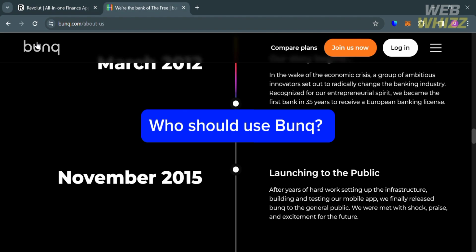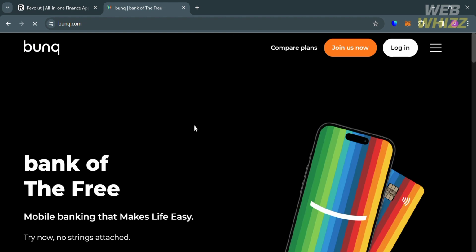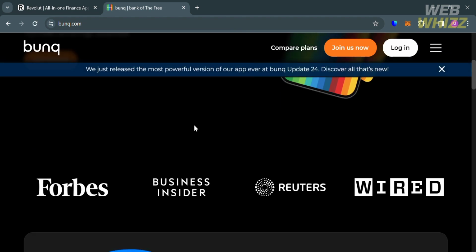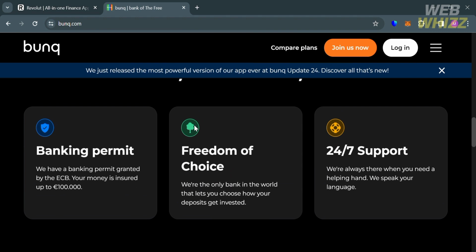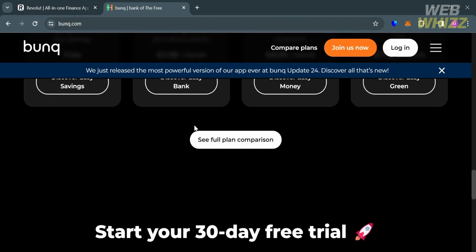Well, for those residing in the European Economic Area seeking a banking experience, Bunq is an excellent option. With a banking license, Bunq offers a savings account that can generate interest up to 2.46%, and moreover, it empowers users by allowing them to decide how their money is invested in projects undertaken by the bank.